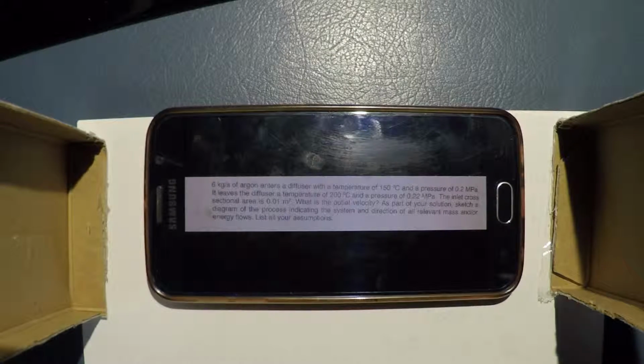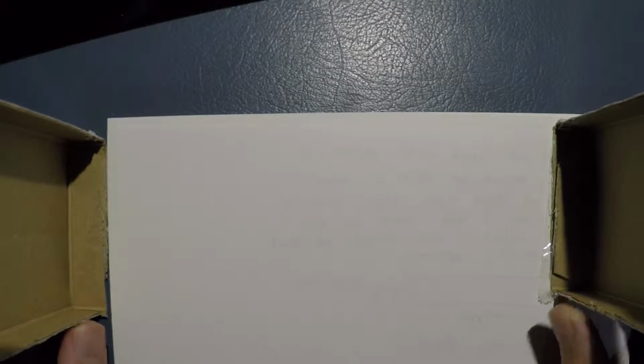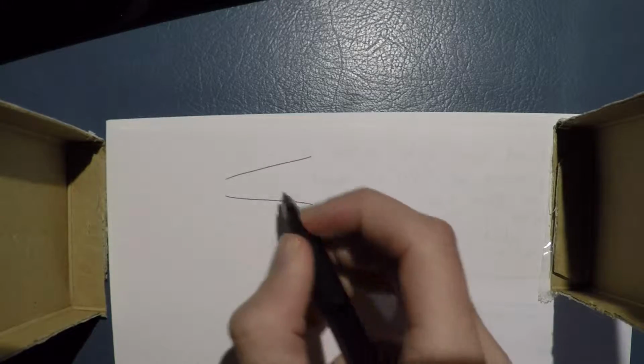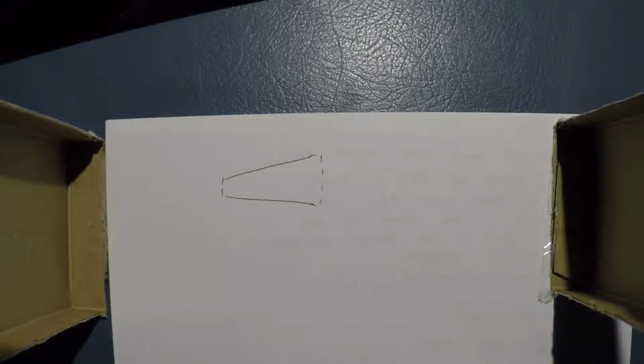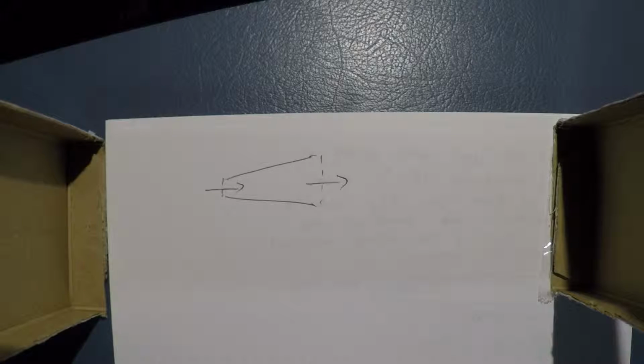Alright, so for a question like this, we're going to want to draw a diagram. We should probably draw a diagram for every question. A diffuser takes in fast air or fast substance and puts it out slowly, so it's a backwards nozzle. So I draw a diffuser like that. We have a flow coming in and a flow going out.